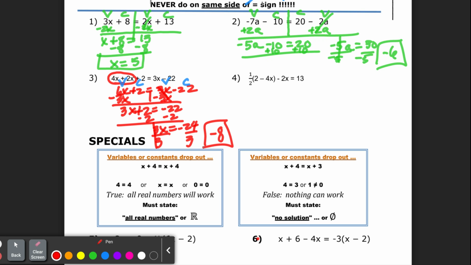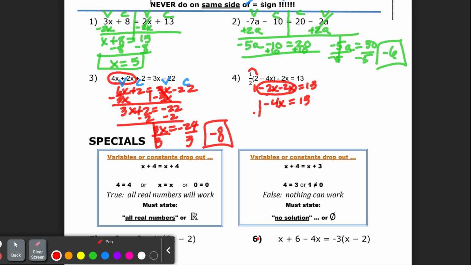We have a fraction. But this one's an easy fraction because it's half. And what's inside the parentheses? Those are even numbers. So half of 2 is 1, minus half of 4 is 2, minus 2x equals 13. Okay, so we have variable terms on the same side, so combine. So we have 1 minus 4x equals 13.